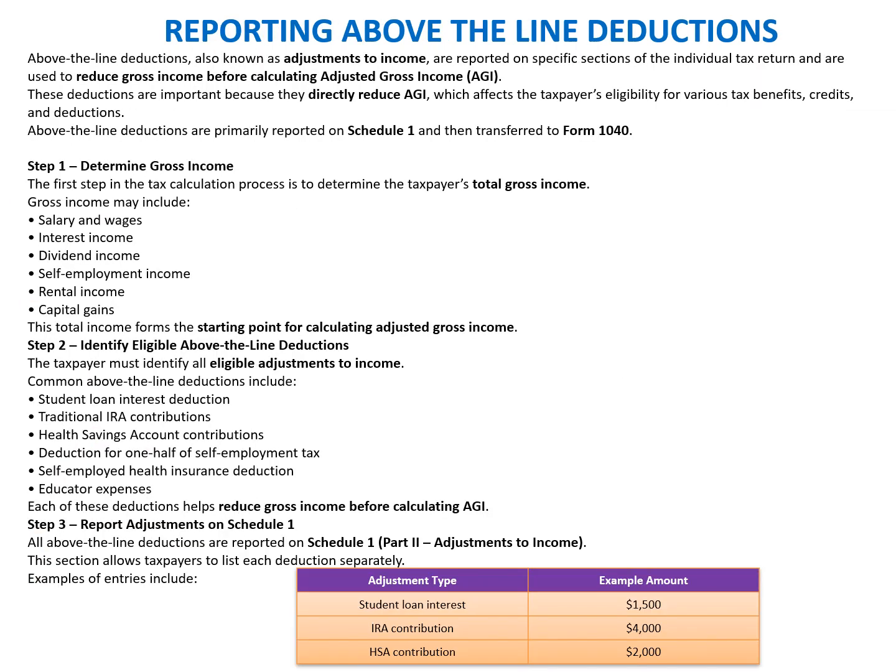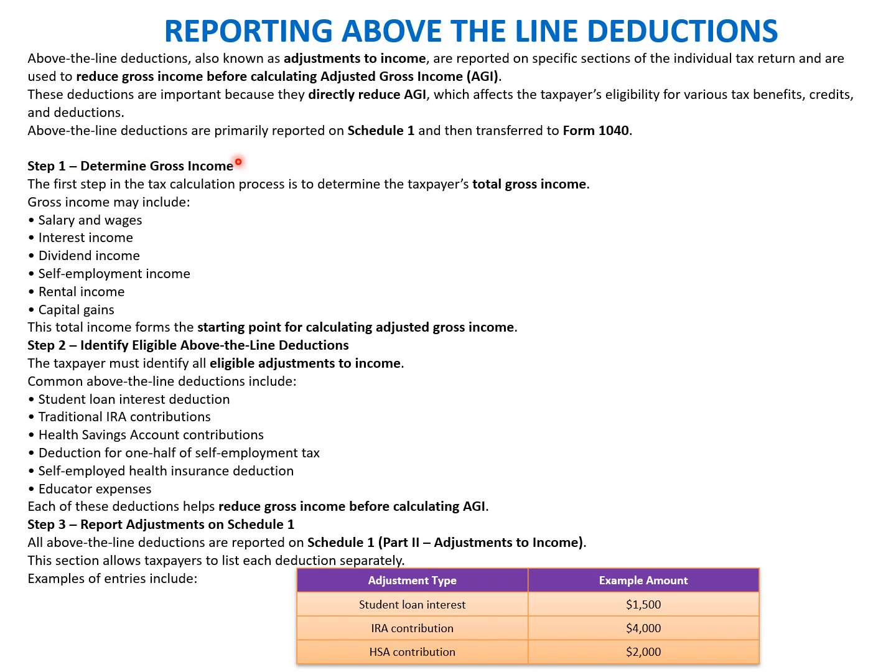Okay, now we will understand how we have to report all these deductions and how this will finally be reflected in my Form 1040. Above-the-line deductions are also known as adjustments to income and are reported in a specific section. So we'll talk about that.